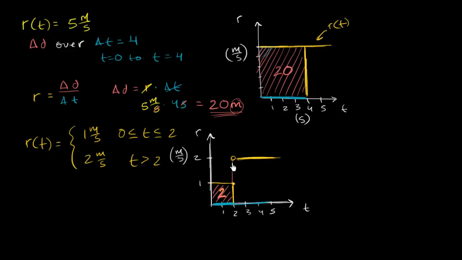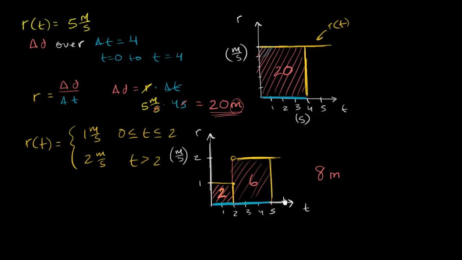And then we look at the next section. Our change in time here is 3 seconds. And then we multiply that times our constant 2 meters per second. That's going to give us an area of 6. And if we look at the units, in both cases, we're multiplying seconds times meters per second, which is going to give us meters. So it's going to be 2 plus 6 meters, or 8 meters.